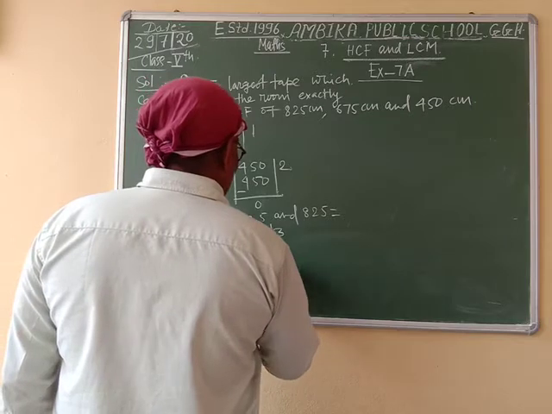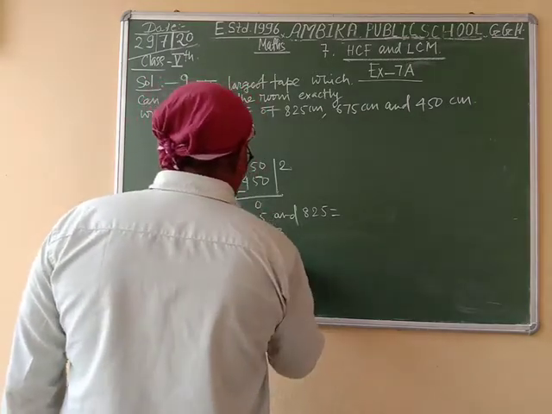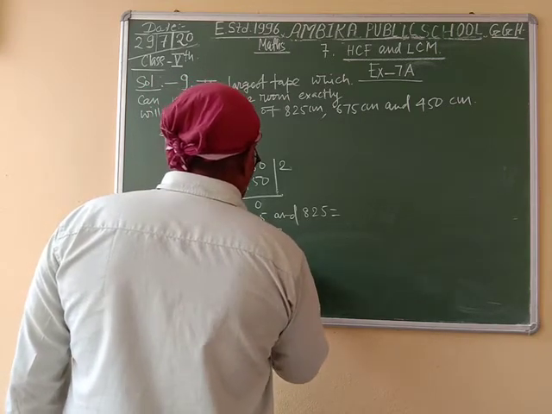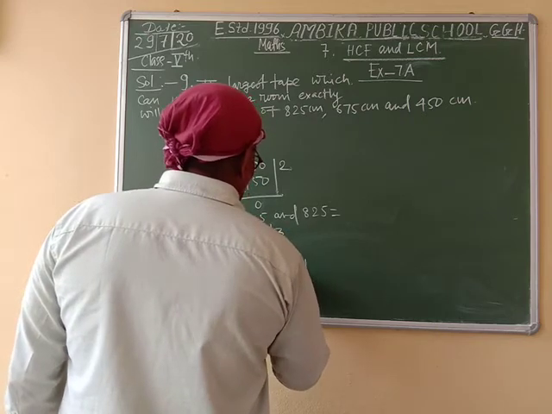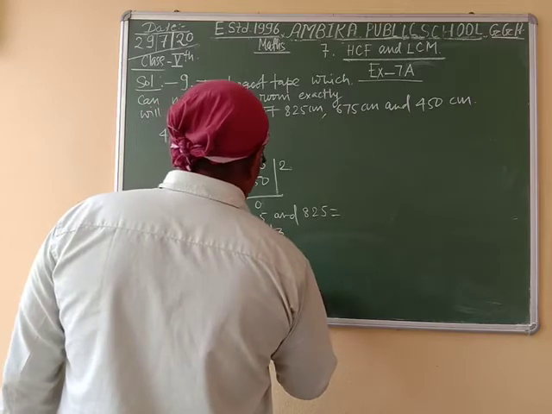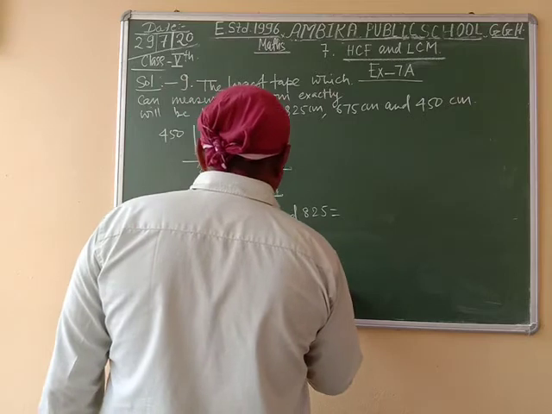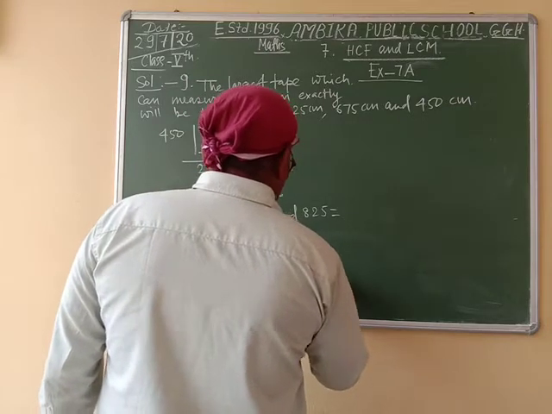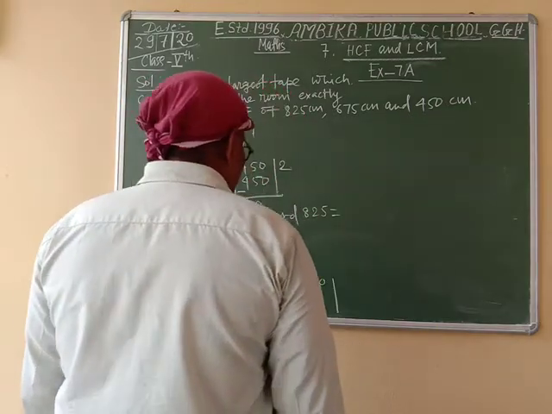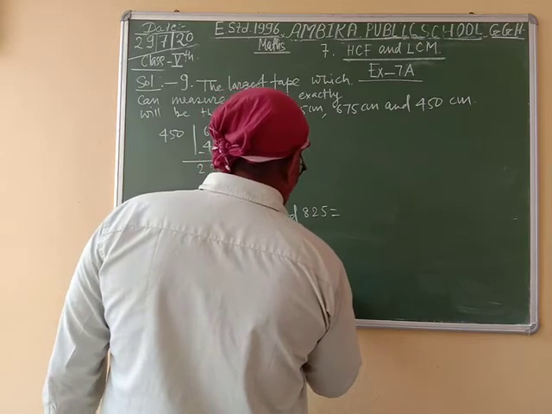Again, dividing 225 by 150, it goes one time, and the remainder is 75. After that again we divide 150 by 75. In 150, 75 goes 2 times, remainder 0.